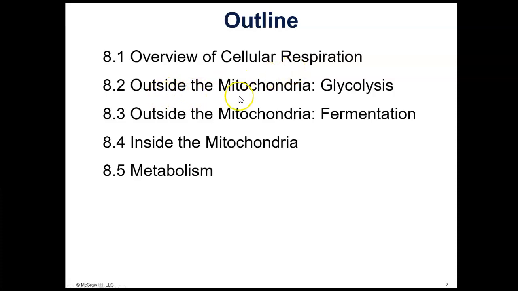Now, Section 2 is on the first step of cellular respiration, which is glycolysis. Glycolysis occurs in the cytoplasm of the cell. And then the rest of the reactions, there are 4 reactions in cellular respiration. So there's glycolysis, and then the other 3 reactions occur in the mitochondria.